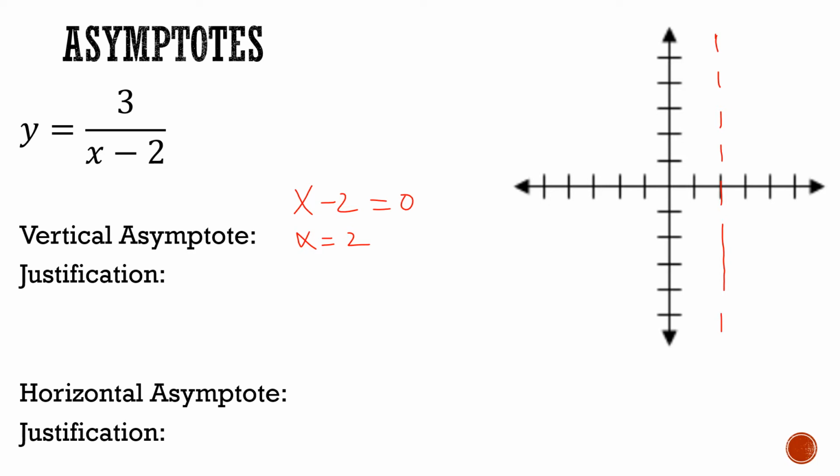All right, now I also have a horizontal asymptote, and I know where the horizontal asymptote is because I can look at the degrees of my function. So the degree of the top is 0, and the degree of the bottom is 1. So the degree of the numerator is less than the degree of the denominator. That tells me that I have a horizontal asymptote at y equals 0. And so again, I'm going to graph that out.